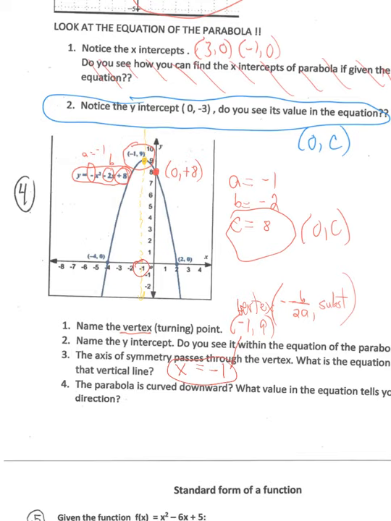We can see that the parabola is down. Question number 4 is asking, what value in the equation tells you its direction? We can see that a equals -1. Here was that equation: y equals -1x squared minus 2x plus 8. Because that a is negative, we know it goes downward. So those were finding the values based on the picture already drawn. Now let's see in the next question if we can draw it ourselves.